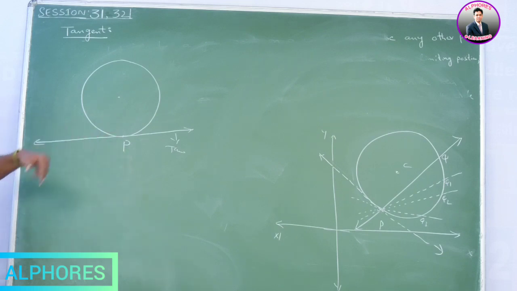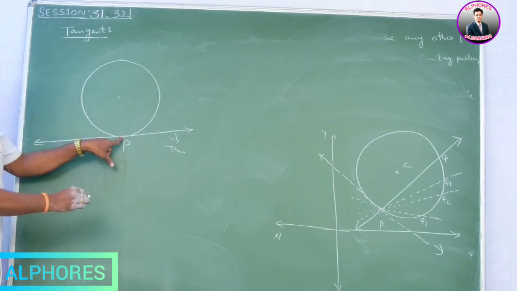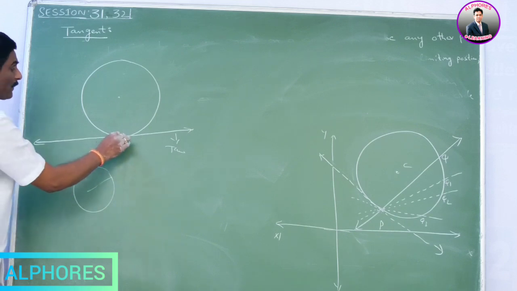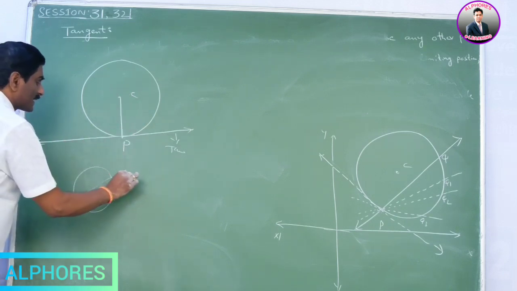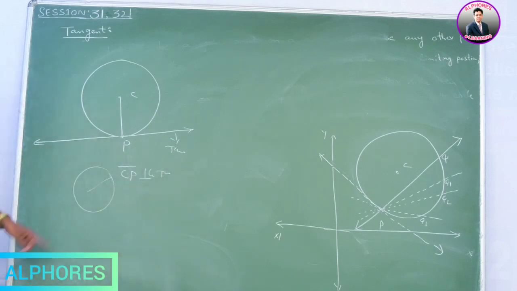Okay, in this case, consider the radius at the point of contact P. The radius is nothing but the line joining any point on the circle to the center. The radius at P is nothing but CP. Here CP is perpendicular to the tangent. If L equal to 0 is a tangent to the circle and P is the point of contact, then the tangent is always perpendicular to the radius through P, that means the line joining P and C.